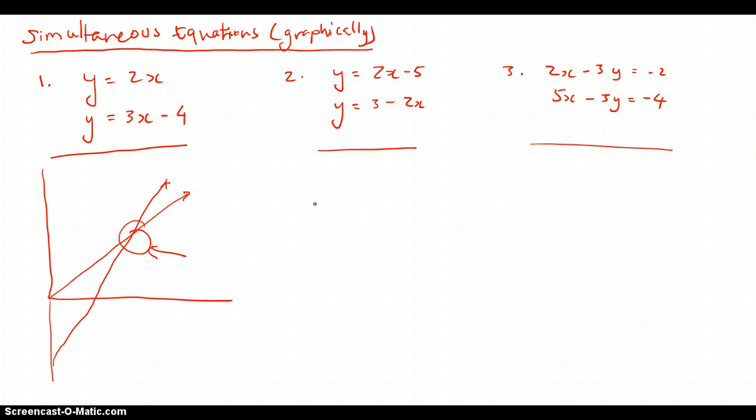Question 2 has that exact same process. So this first graph, 2x minus 5, will look something like this, and 3 minus 2x will look something like this. I'm not exactly sure where this intersection is. This is just a rough sketch. But what we're doing with simultaneous equations is actually finding where this point of intersection is. So let's go back to the software.